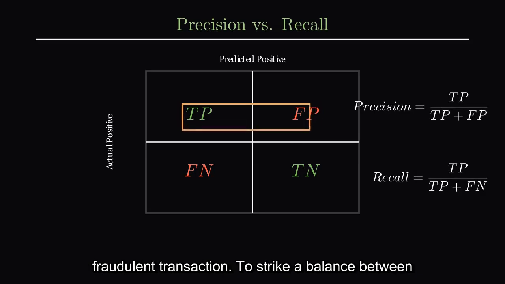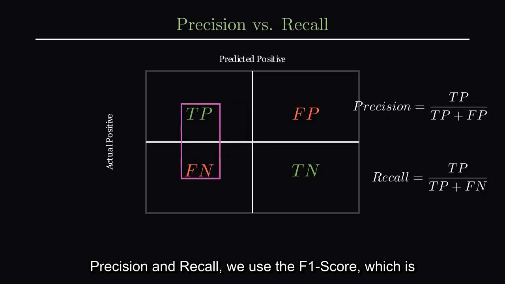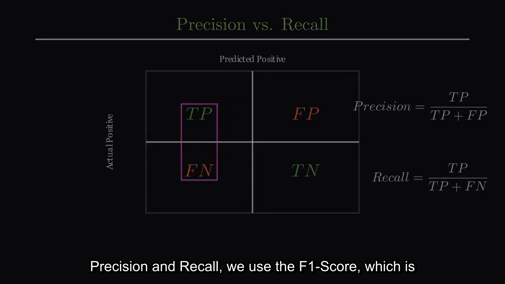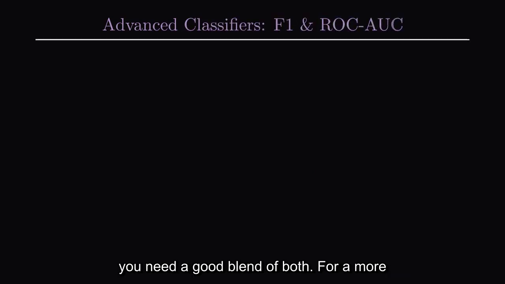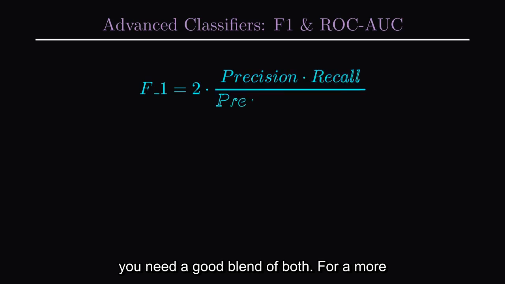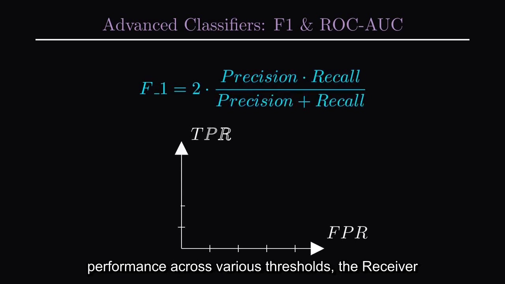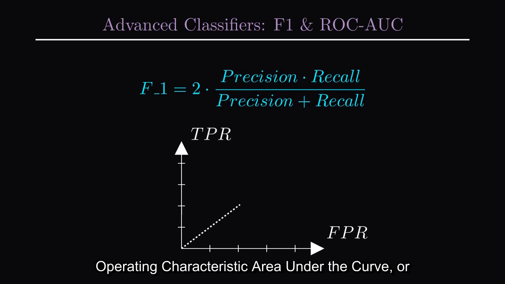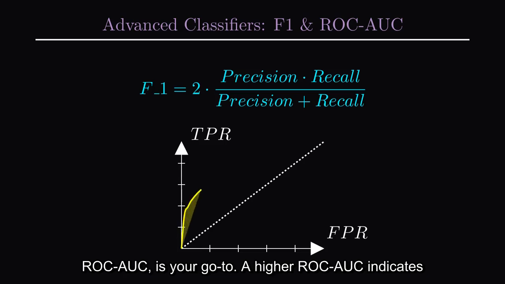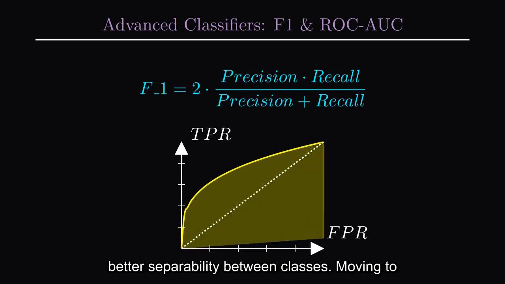To strike a balance between precision and recall, we use the F1 score, which is their harmonic mean. It's particularly useful when you need a good blend of both. For a more comprehensive understanding of classifier performance across various thresholds, the receiver operating characteristic area under the curve, or ROC-AUC, is your go-to. A higher ROC-AUC indicates better separability between classes.